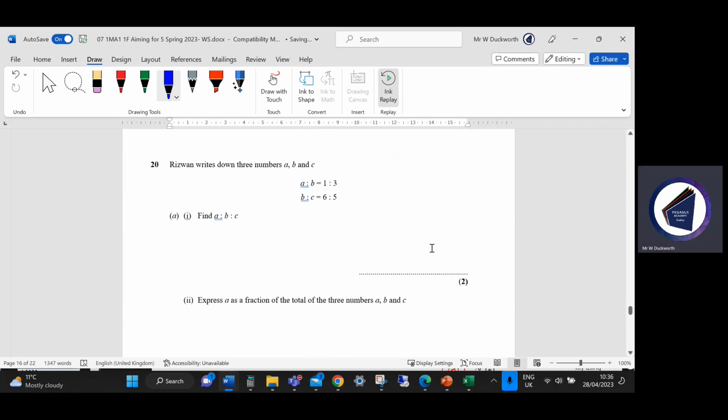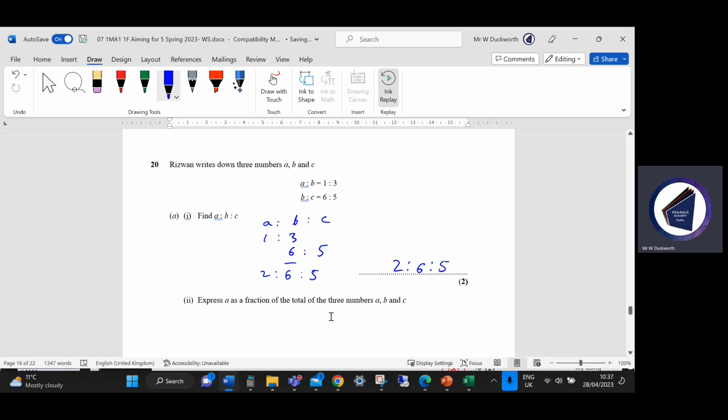Okay, question 20. Rizwan writes down 3 numbers, A, B, and C. A to B is 1 to 3, B to C is 6 to 5. Find the ratio of A to B to C. Right, so if I put the information into a ratio of A to B to C, I've got 1 to 3, and then I've got 6 to 5. So the one in common is B. Lowest common multiple of 3 and 6 is 6. To do that, I would need to double the first ratio, and the second ratio stays the same. So 2 to 6 to 5.